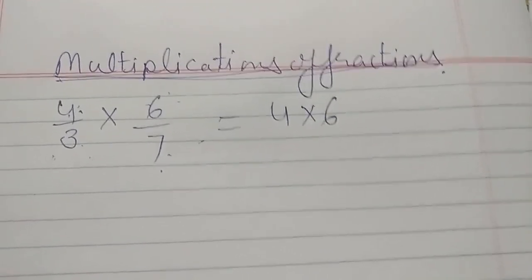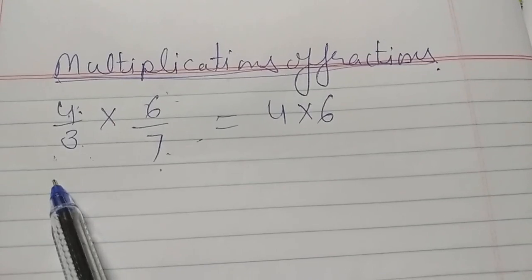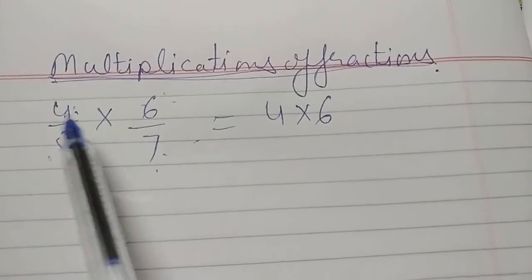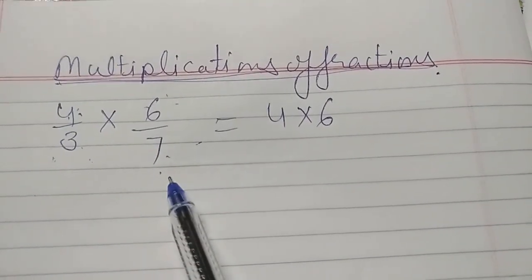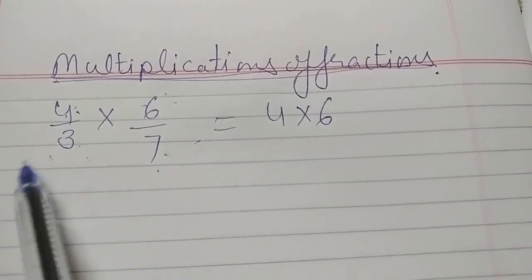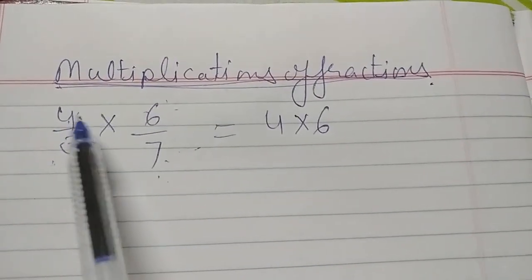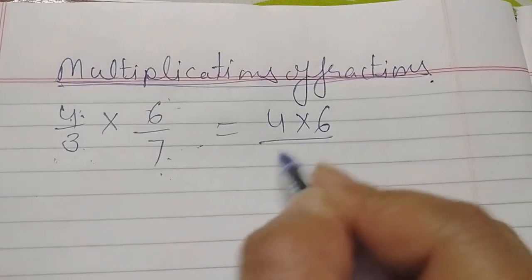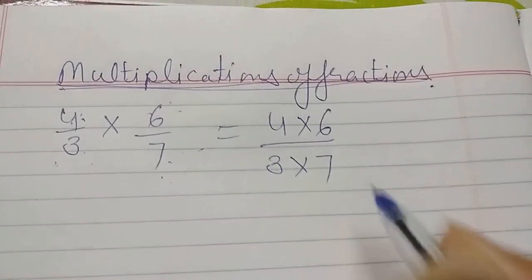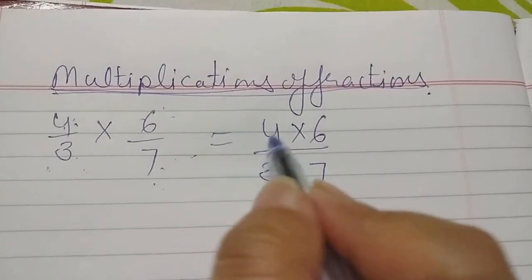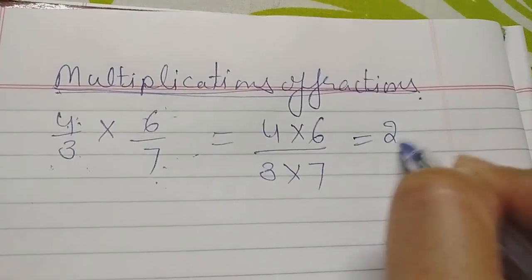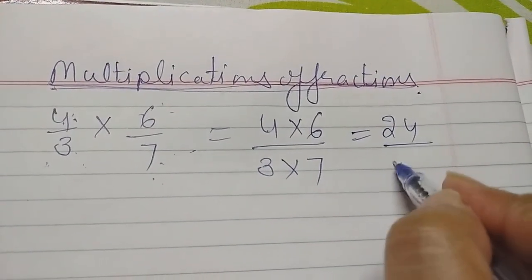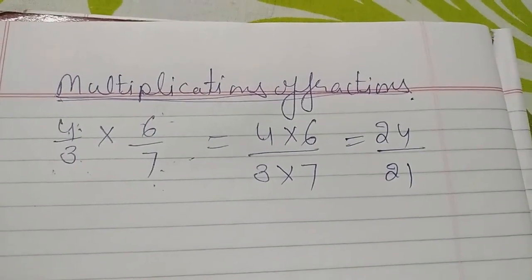In this form, suppose I have a question. I have two fractions 4 by 3 and 6 by 7. When you are going to multiply these two fractions, first you have to multiply numerator with numerator, 4 into 6, and denominator into denominator, 7 into 3. 4 into 6 gives you 24 and 7 into 3 gives you 21.